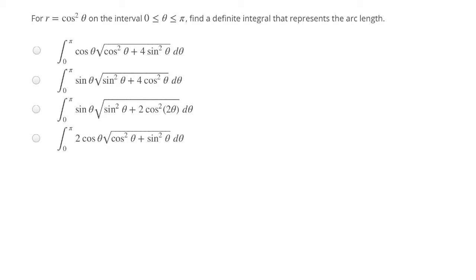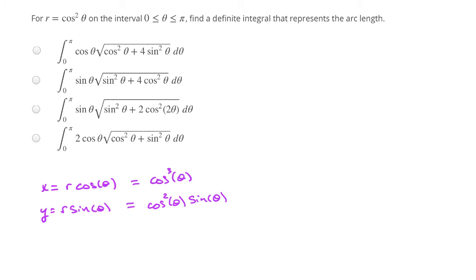So again, coming back, we remember that our change of coordinates for polar form was given by x is equal to r cosine theta and y was equal to r sine theta. So that for our function r is equal to cosine squared theta, we then have cosine cubed of theta for x, and we have cosine squared theta sine theta for y. So that now we can compute our arc length form.